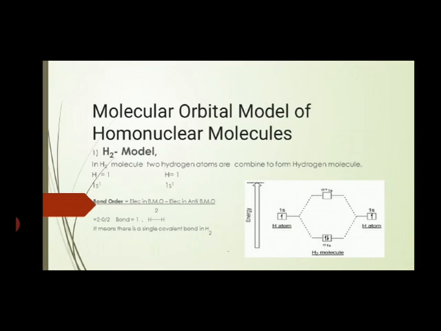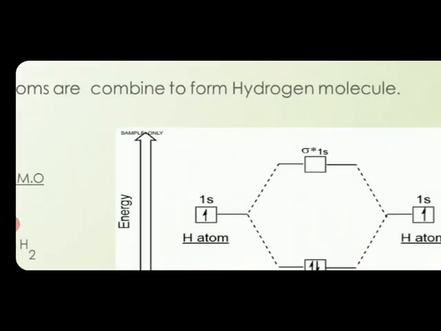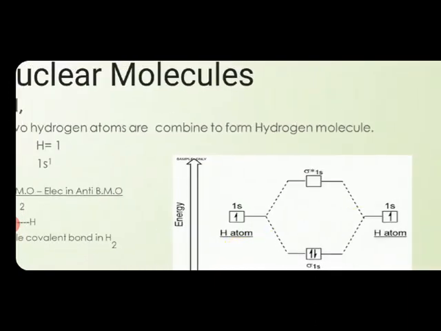Now let's see the first example, the H2 molecule, which consists of two hydrogen atoms, and hydrogen has atomic number one. So its electronic configuration is 1s1. What will be its molecular orbital diagram? Let's see. 1s1 and 1s1, these two are atoms. If they combine together, then they form two molecular orbitals, sigma 1s and sigma star 1s.